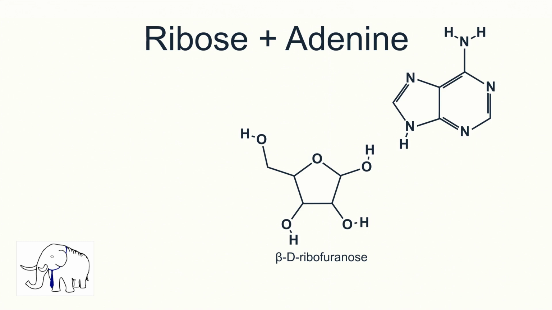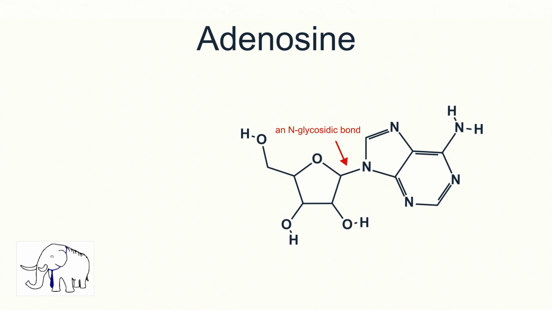To connect the adenine to the ribose, we're going to use our favorite trick in biochemistry for making molecules bigger, the condensation reaction. We're going to pull out 2 hydrogen atoms and 1 oxygen atom to make a brand new water molecule to make an N-glycosidic bond between the adenine and the ribose. When that happens, we get a new name. Ribose plus adenine is adenosine, a nucleoside.